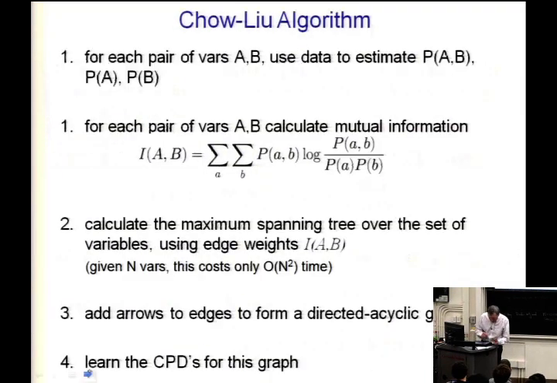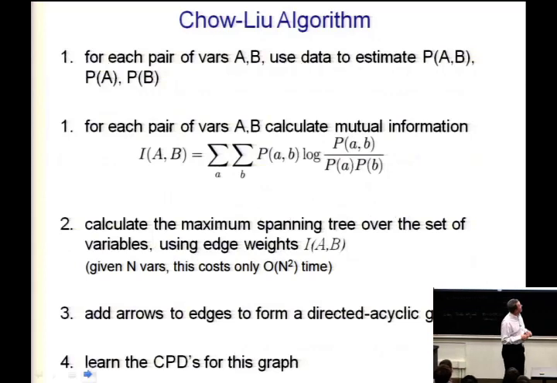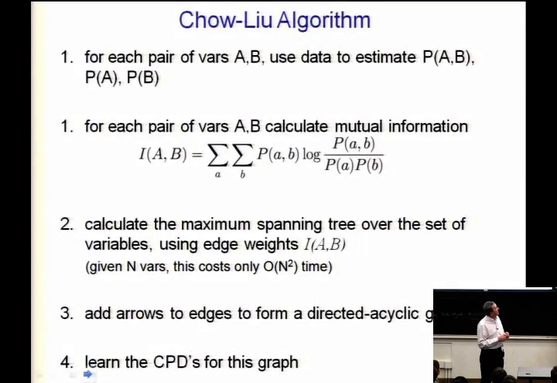Okay. And so here's the algorithm. It's called the Chow-Liu algorithm. I give you a set of data and a collection of random variables, and each row in my data set is a joint assignment to those random variables. Let's assume fully observed data.